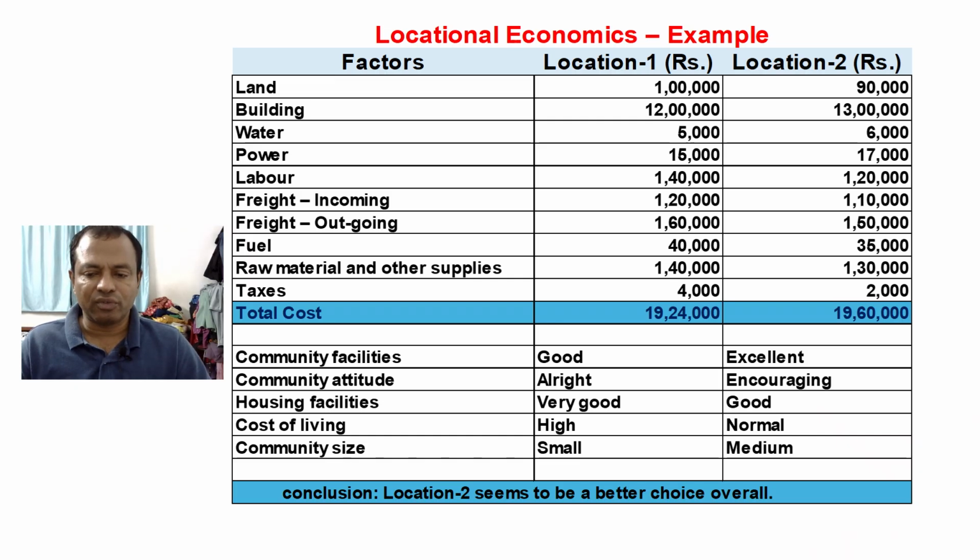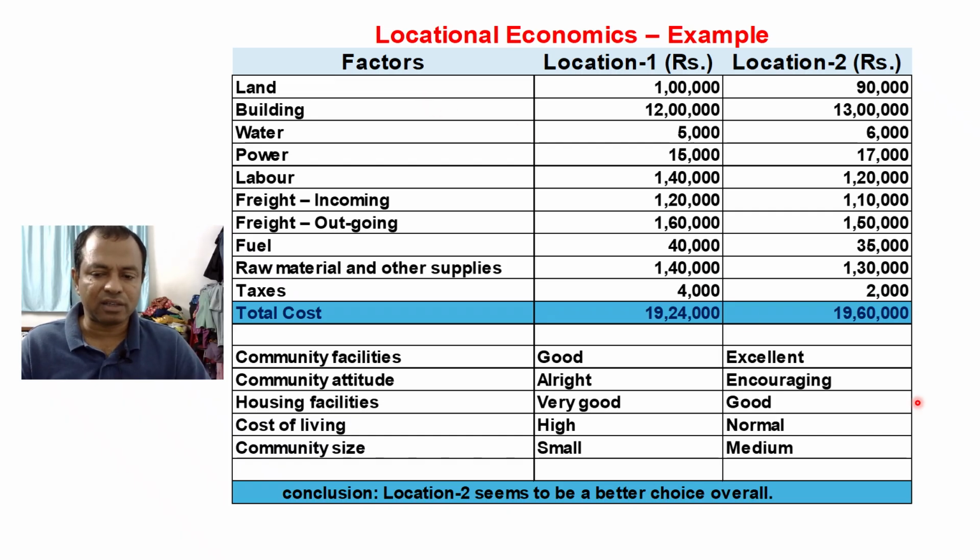So we will see two examples of how to do a locational economic analysis. In this first example, you can see a transistor radio manufacturing plant. That is the product to be produced, transistor radio. We have to find a location for that.